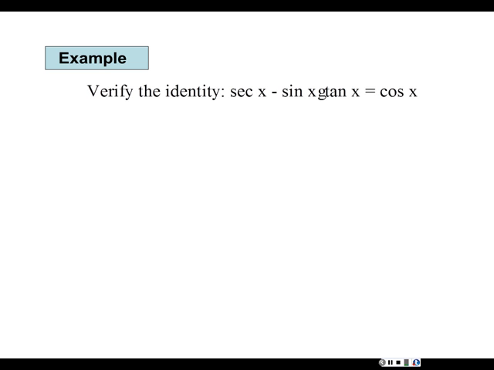Just assume that G is a multiplication. That's not G, that's just sine x times tan x. So now at least you know the destination. You know that you have to simplify the left side, and you have to find that the left side equals cos x.